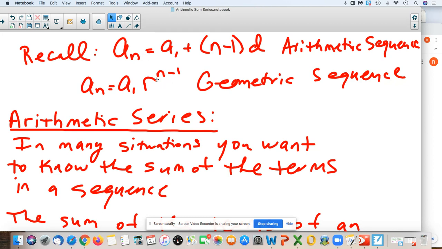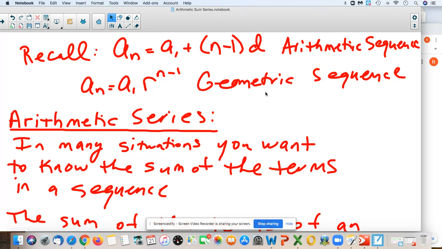Then we can have a different type of sequence called the geometric sequence. A geometric sequence has a common ratio. The common ratio is a multiplier to each term in the sequence to generate the sequence. And that is the first term times the common ratio raised to the n minus 1. And that's for a geometric sequence.